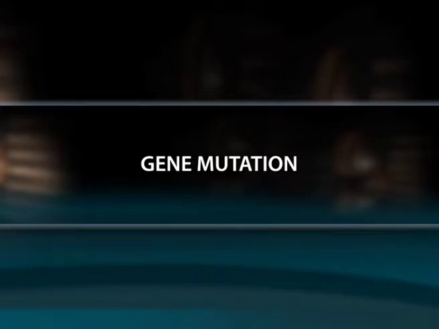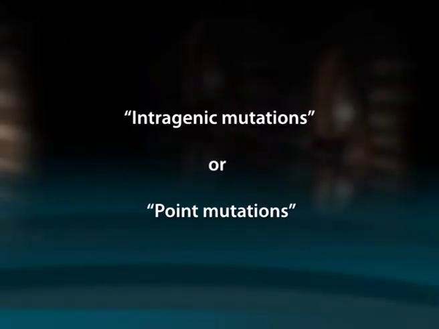Gene mutation. Gene mutations are heritable changes in the base sequence of individual genes or genomic DNA which may produce allelic alterations in the genotype. Since they occur within individual genes, they are also called intragenic mutations or point mutations, in distinction with chromosome mutations, that is, change in chromosome structure, and genome mutations, that is, change in chromosome number.